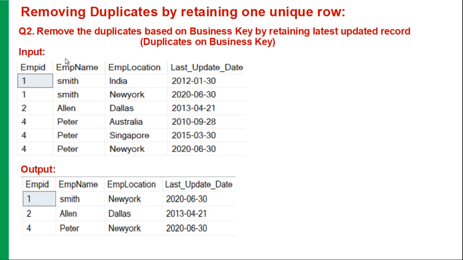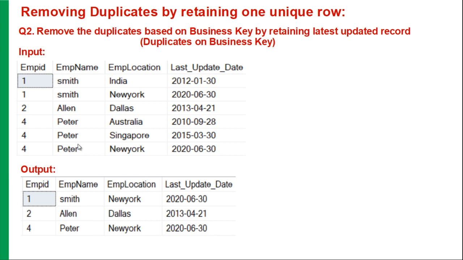Moving on to the second question, we want to remove the duplicates based on the business key and retain the unique and also latest updated record, which means this is the input and this is the output of the table. In this, the employee ID value is having 1 for both the records and also 4 for the 3 records. But the other attributes like the employee location and the last updated date are different.